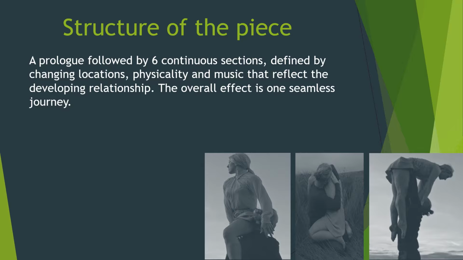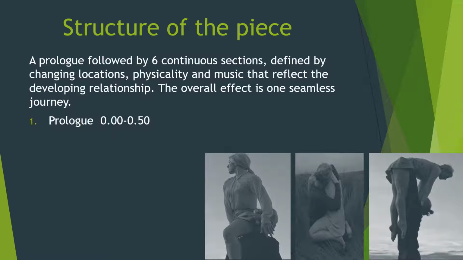Okay, just moving on briefly to the structure of the work. So it is a prologue followed by 6 continuous sections defined by the change in location, physicality and music that reflects the developing relationship. The overall effect is one seamless journey. It's quite difficult to see the structure of the work, but like it says there, it's more defined by the changing of locations. So when you see a change in the setting, that is normally going to be a change in the section of the work.